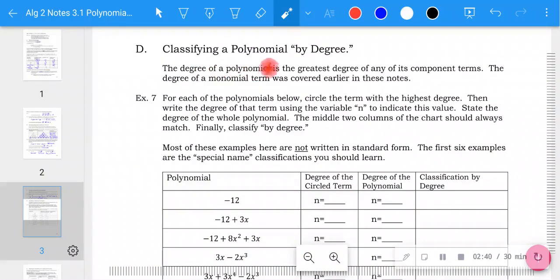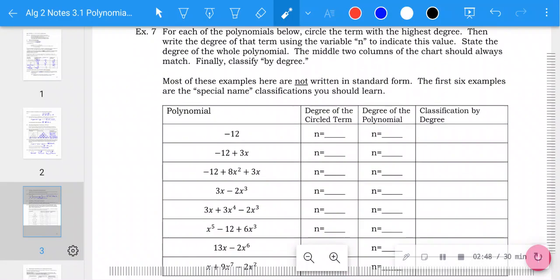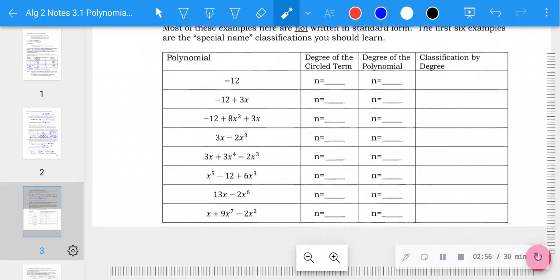The degree of a polynomial is the greatest degree of any one of its single terms. So you're going to look through and find out which one has the most variables in it. And then there's special words that go along with it. So I'm going to start at the bottom and work my way up on this chart.